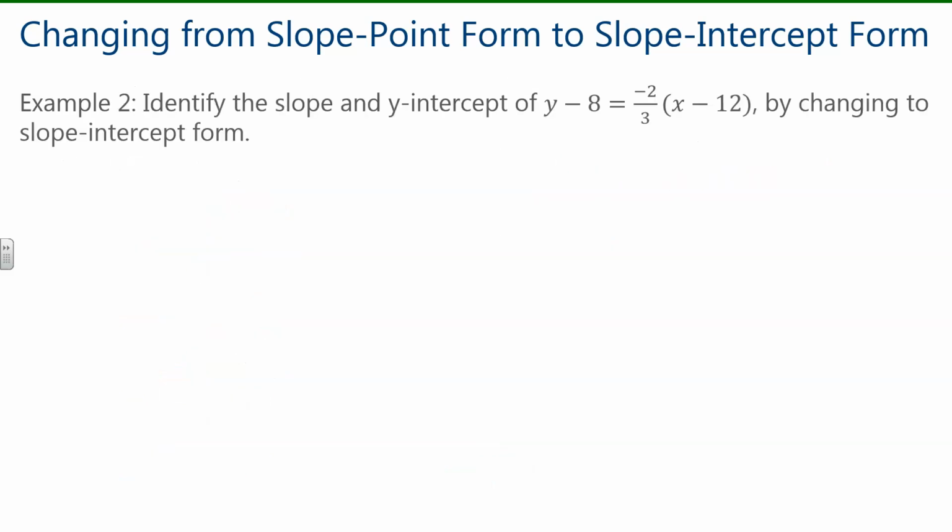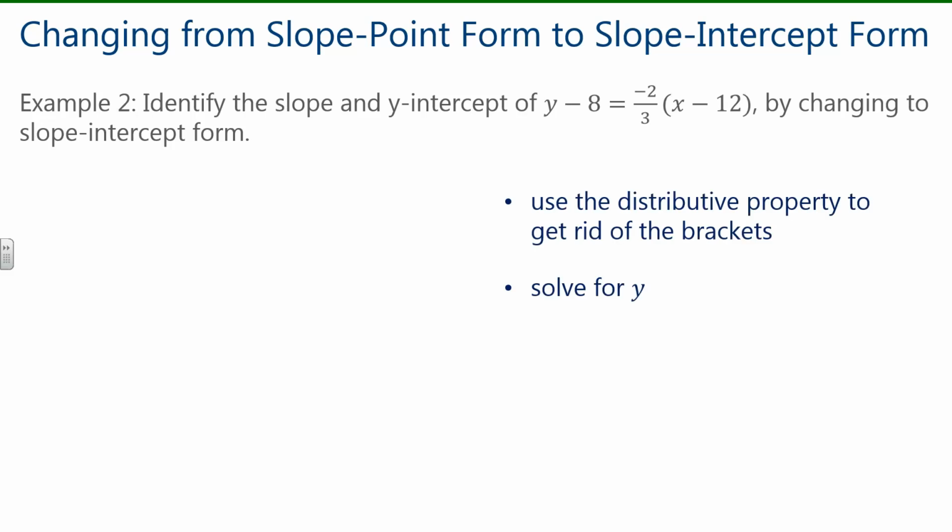Now for example 2, we have to identify the slope and y-intercept of the given equation by changing it to slope-intercept form. Now I don't need to change this into slope-intercept form to know that the slope is going to be negative 2 over 3. I can tell that by looking at the equation, but I do need to change it to determine the y-intercept. So let's go ahead and follow our steps.